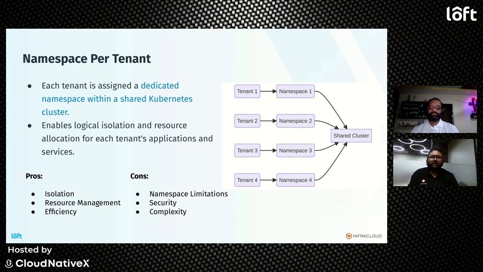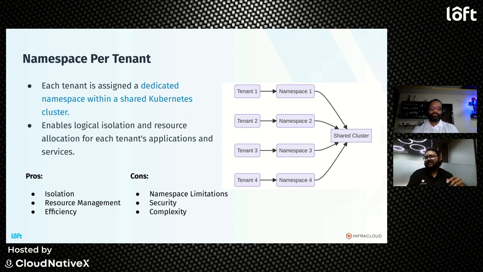Moving on to the soft multi-tenancy mode, which we are going to talk about, is the namespace per tenant. So every tenant has their own namespace, and namespace is a logical separation. You can see that in the diagram as well. Each tenant has access to their namespace, eventually running on the same cluster, which is shared. Each tenant is given a dedicated namespace within the cluster, and it enables logical isolation along with resource allocation for each of the tenants.